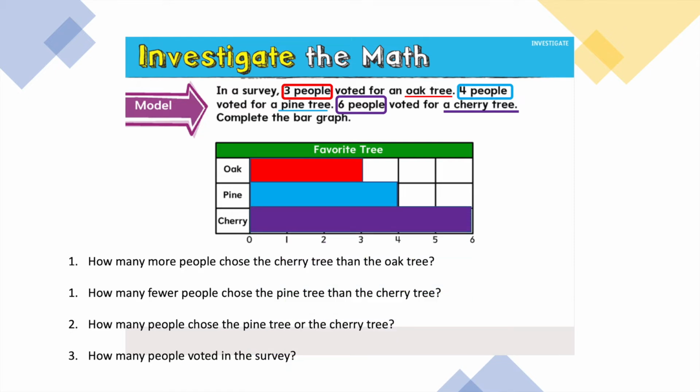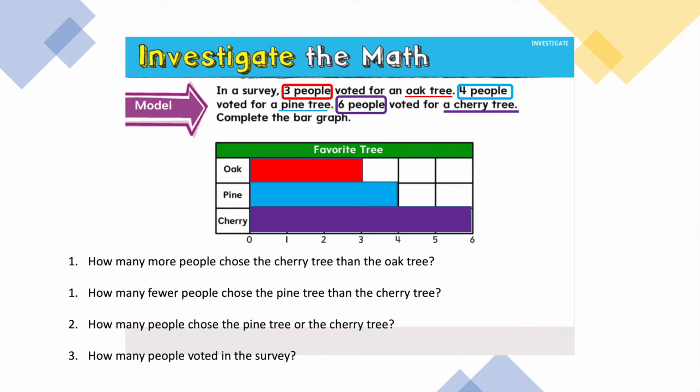6. Very good. So why is the oak tree stopping at 3? Because it received 3 votes. Why is the pine tree all the way to 4? Because it had 4 votes. So how many votes did the cherry tree have? 6. Very good.